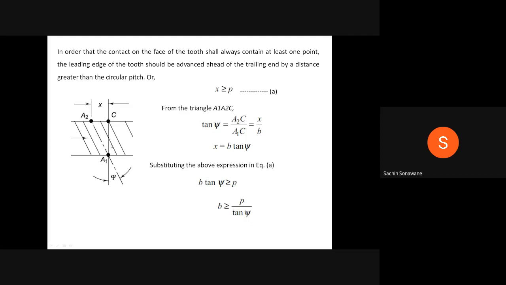Therefore, this opposite angle is also psi, which is equal to x divided by b. Therefore, x is equal to b tan psi. Substituting this value in equation A, we get b tan psi is greater than or equal to p. Therefore, b is greater than or equal to p upon tan psi.